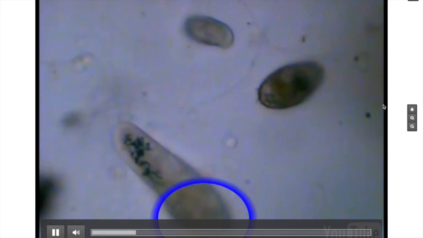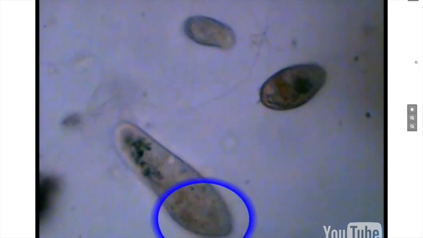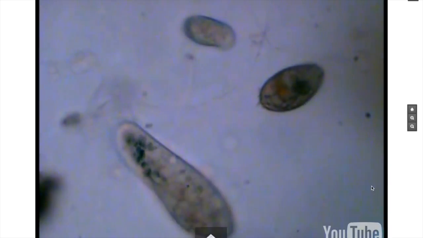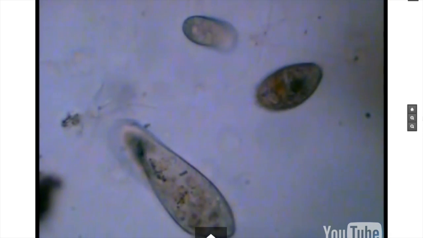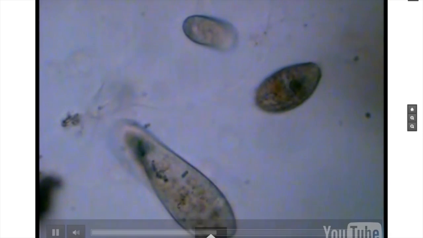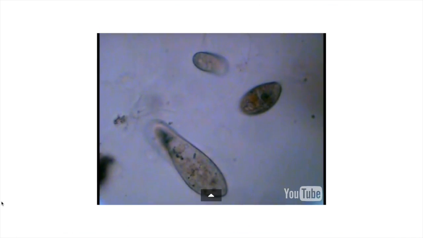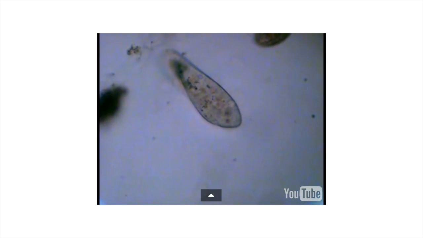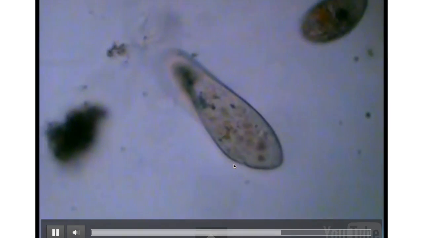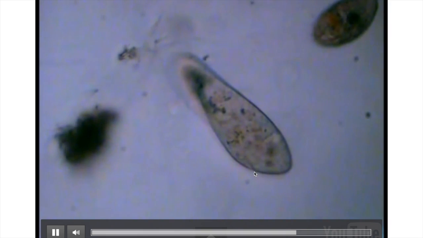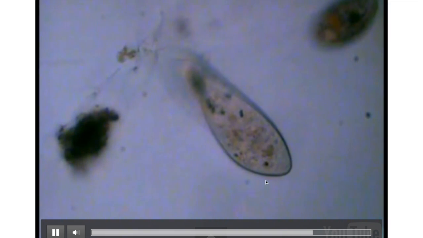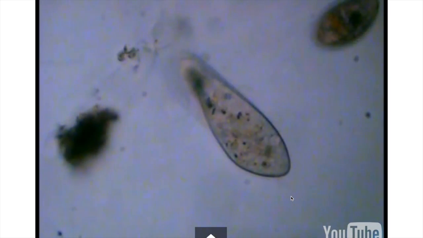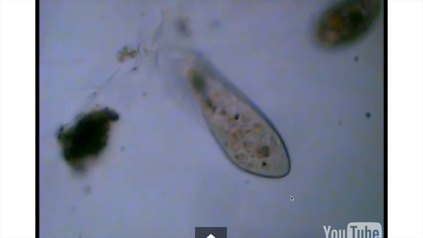So watch down there. You'll see things leaving this cell. So way down there. So if you look right in there, you'll see things leaving the cell. If you're a single cell, that's how you get rid of wastes, by exocytosis. So this really does happen. We're not just making it up.